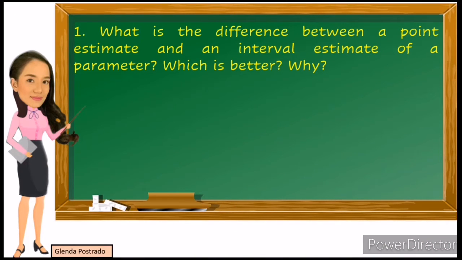What is the difference between a point estimate and an interval estimate of a parameter? Which is better and why? So first, let us define some terms.